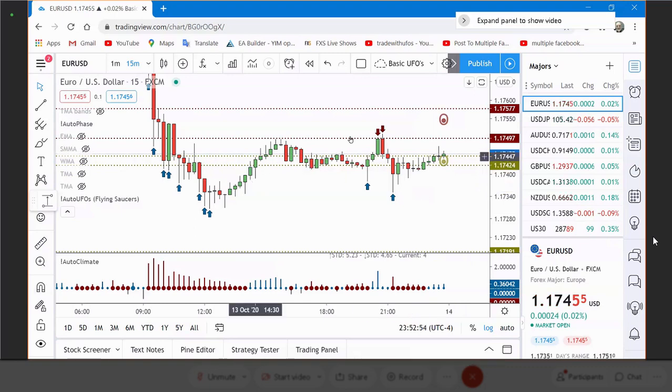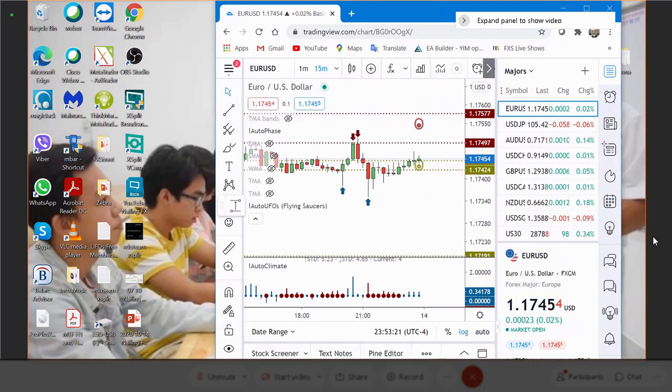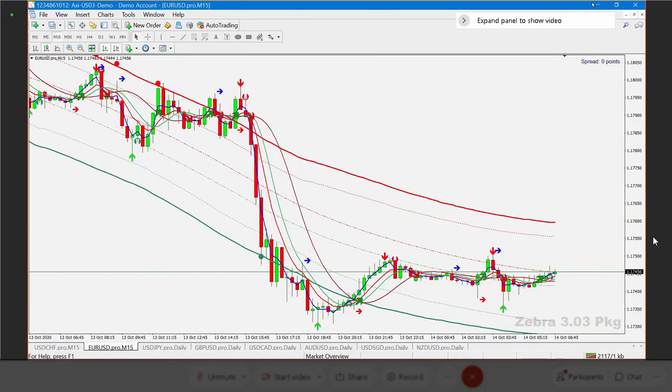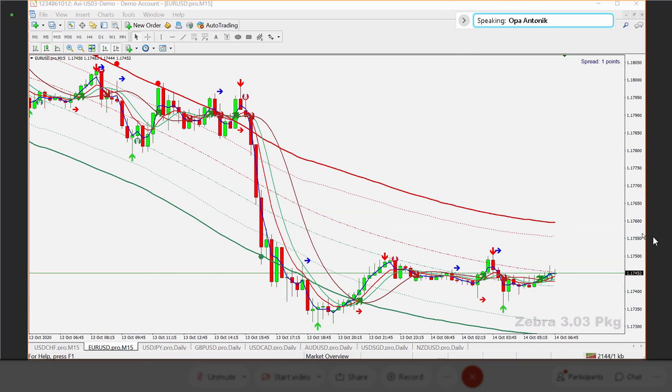So these arrows here that you see called auto phase, those auto phase arrows are the same arrows that you see on the MT4 chart. If I can get the MT4 chart to come up. Whoops. My chat window is there. Let's see if I can find something.